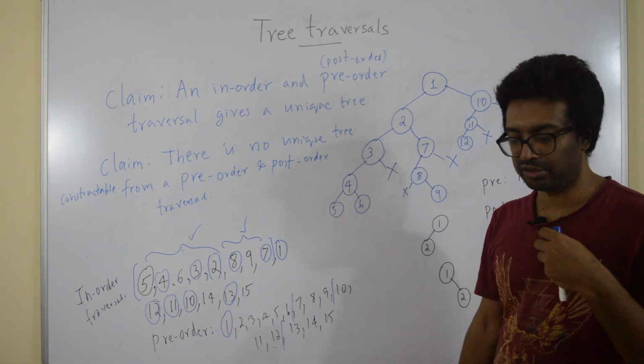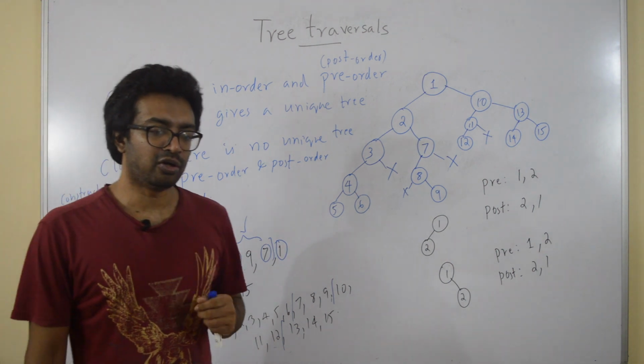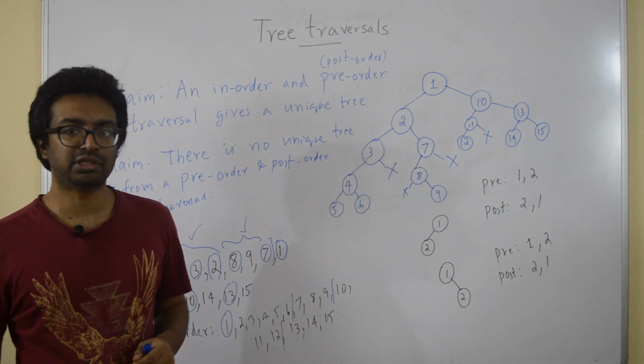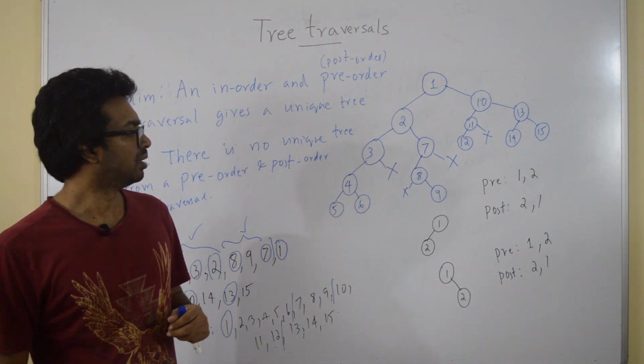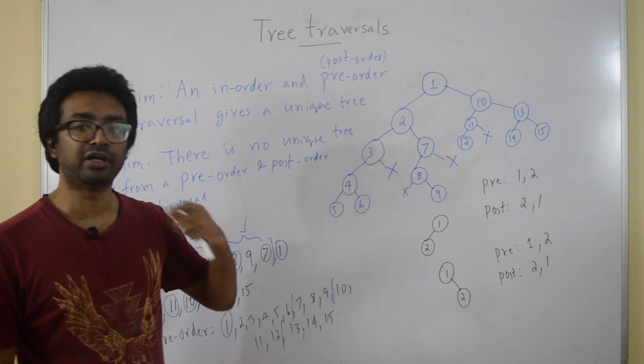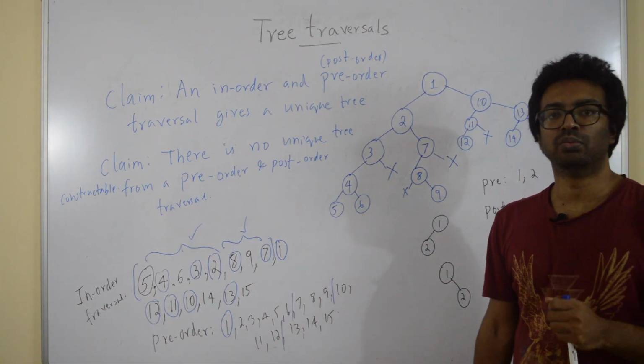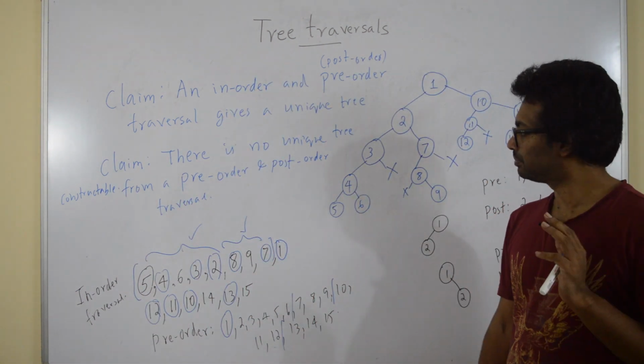So I'm constructing a tree, and two sequences, a pre-order and a post-order sequence, and I'm saying there's no unique tree for these two sequences. I'm giving two trees which have the same pre-order and post-order sequences.